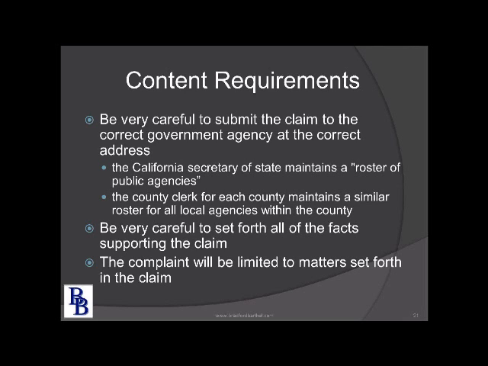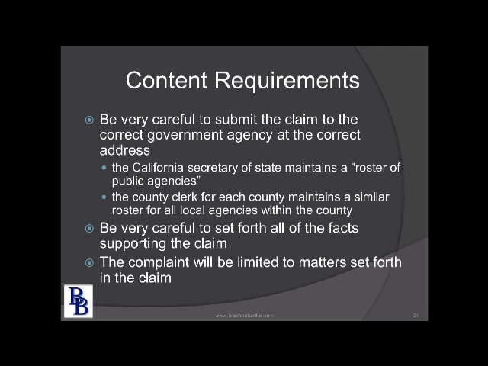You have two advantages here if you're having trouble figuring this out. For state agencies, the California Secretary of State maintains what's called a roster of public agencies. You can get a hold of a copy of this from the Secretary of State, and you can find out what the exact name is of the entity that you want to sue and where you have to send the notice. And for entities in a county, the county clerk will have a similar roster. So if you're going after a local agency and you're not sure how to go about filing a claim against it, that's where you have to go.